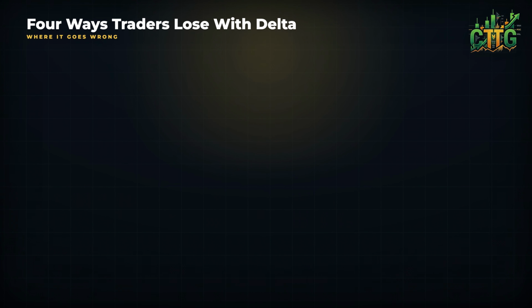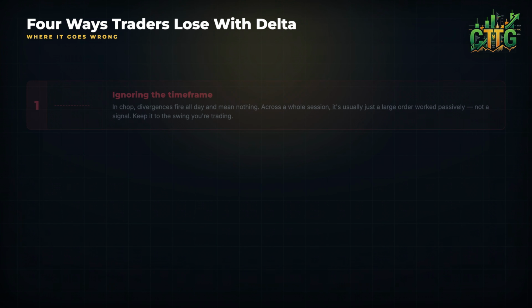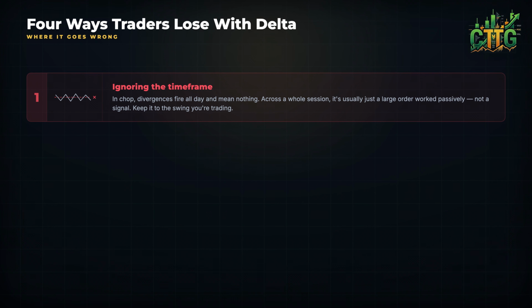4 ways traders lose money with this tool. 1. Reading it over the wrong window. In a rotating market, both sides take turns being aggressive, and divergences fire all day and mean nothing. Read a whole session the same way, and you'll usually just be watching a large order get worked passively, not a real signal. Keep it to the swing you're actually trading, never bigger.